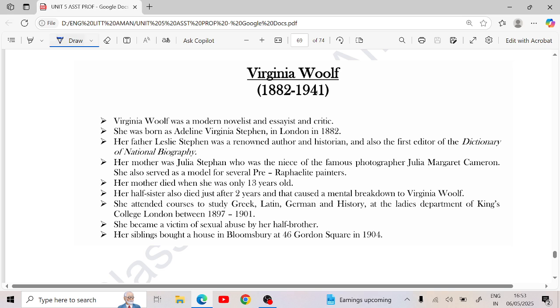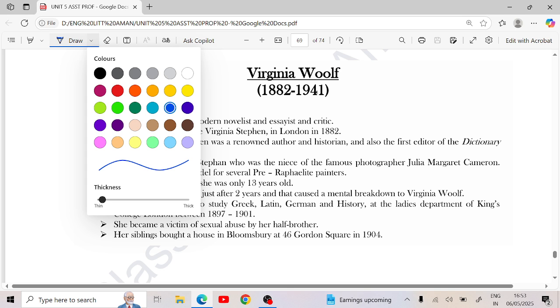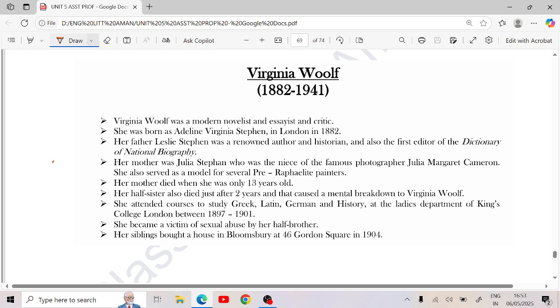So without wasting any time, let's move to our very important modern writer Virginia Woolf. First of all, let's have an introduction of her. She was born in 1882, as Adeline Virginia Stephen in London. Virginia Woolf was a modern novelist as well as an essayist and critic.